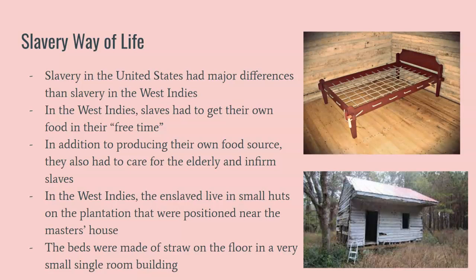In the West Indies, the enslaved lived in small huts on the plantation that were positioned near the master's house. The beds were made of straw on the floor in very small single-room buildings. And as we know, during slavery in the United States, the masters gave the slaves the scraps and the leftovers of their food. But in the West Indies, they had to get their own food and create their own food source.